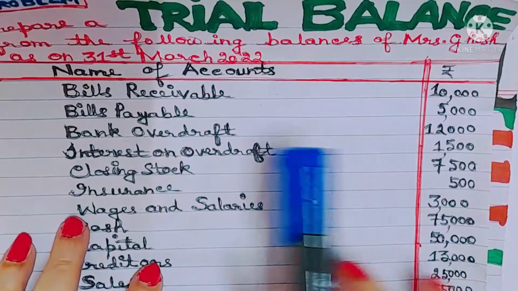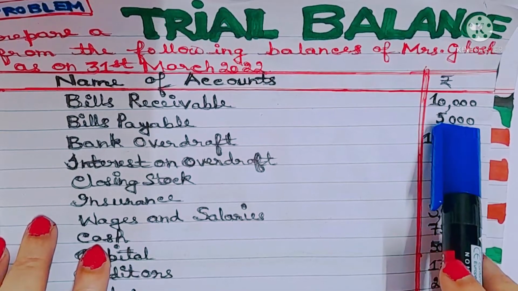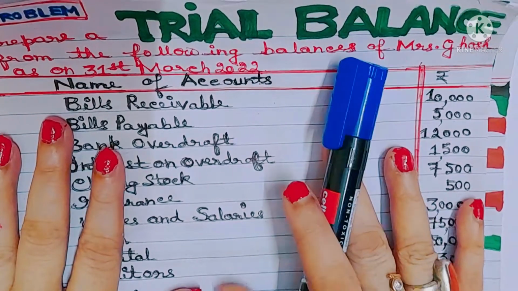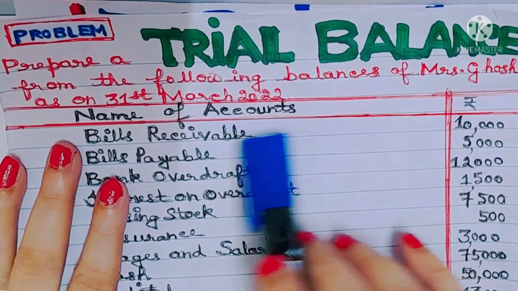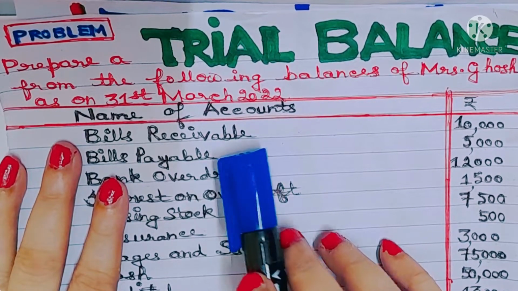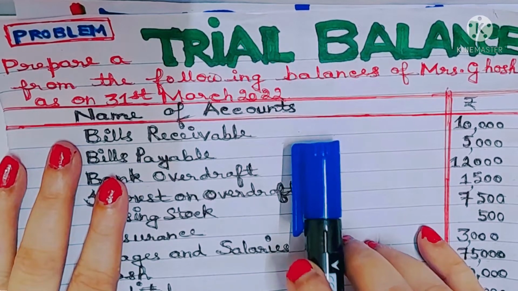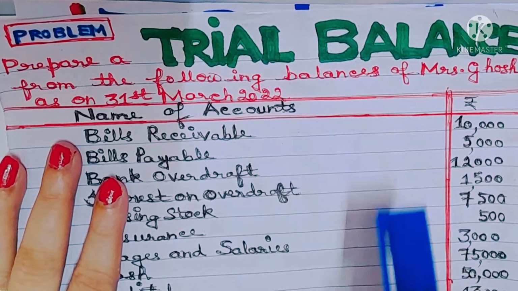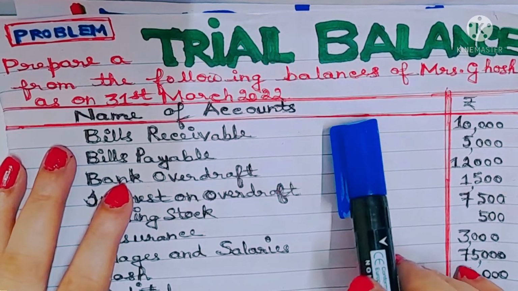So let's see the first account. Bills receivable. What is the amount? 10,000. What is bills receivable? Bills receivable is a negotiable legal financial instrument consisting of an order in writing addressed by the seller of goods to the buyer of goods, requiring the buyer to pay a certain sum of money at a fixed date in the future.